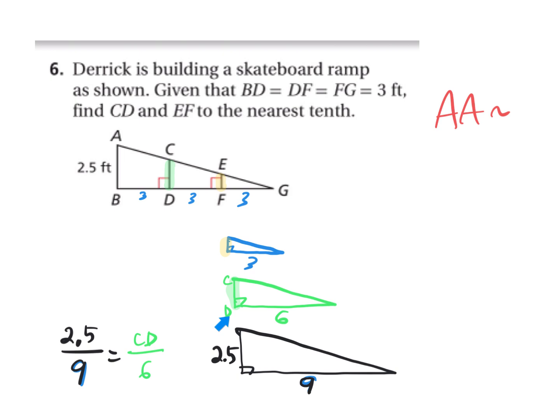So this altitude divided by the base, 2.5 over 9, is equal to the altitude divided by the base, CD over 6. And this altitude divided by the base must equal this altitude divided by the base, EF over 3. And that's how we'll find CD and EF, by setting up these proportions and then cross-multiplying and solving for the unknown.